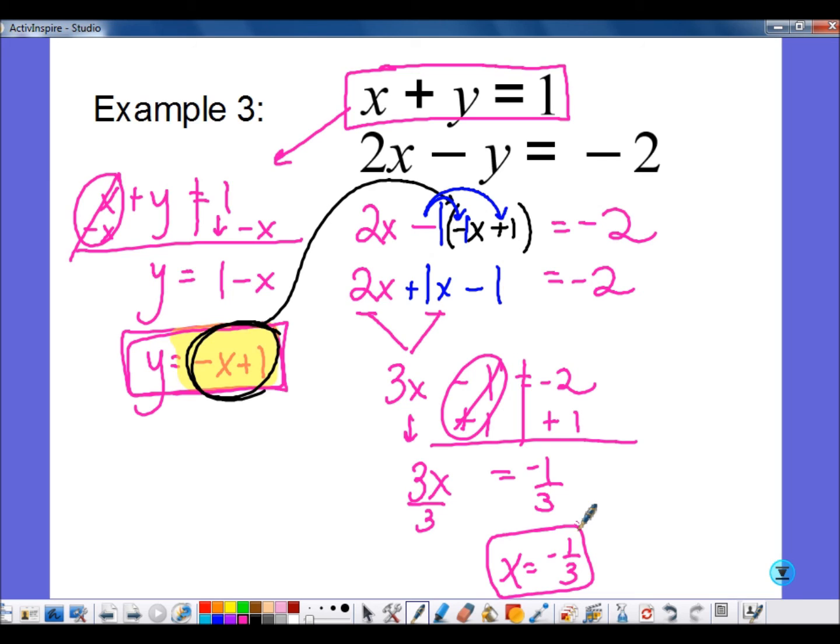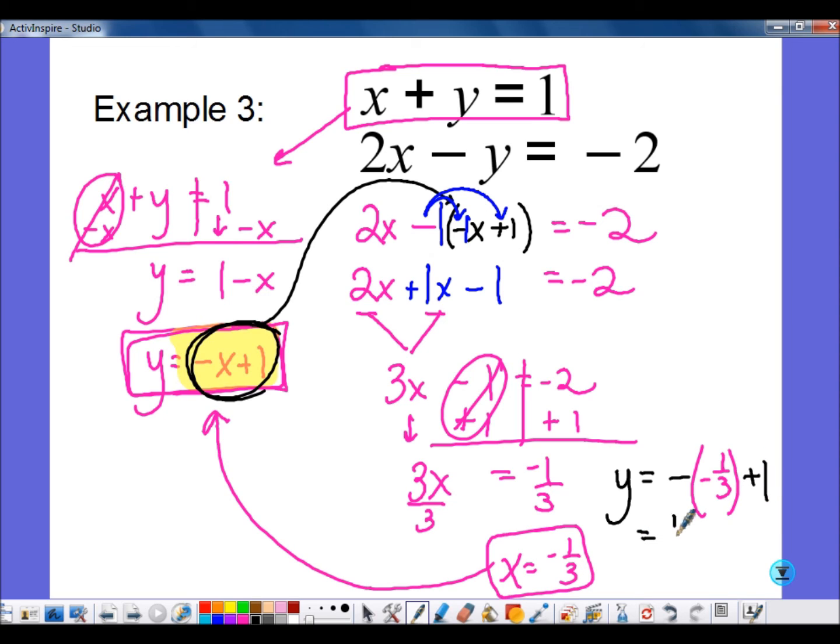Now what I'm going to do is take this and replace it into my original. But notice my original is all the way over here. So this is the part that I'm going to replace. So I'm going to substitute it again. So I'm going to now rewrite my equation, y equals negative. But now instead of writing the letter x, I'm going to use the number that we got, negative 1/3. And then I'm going to copy everything else down, plus 1.